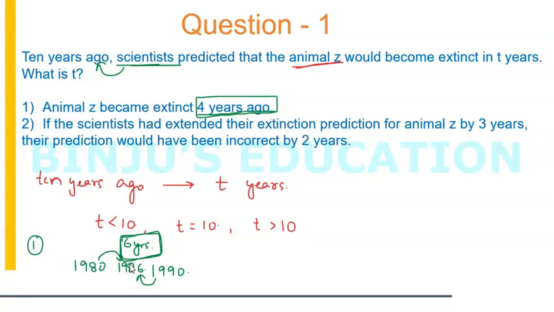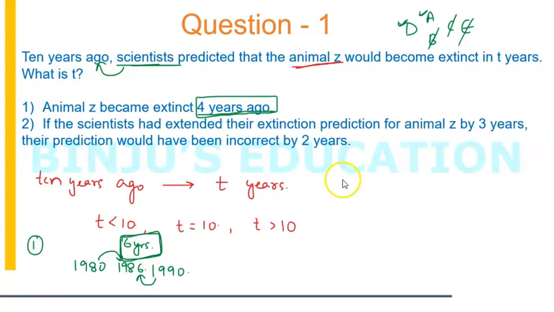So do we have a conclusive answer from statement 1? Yes, we do have a conclusive answer from statement 1 that the value of T is 6. So if we write D, A, B, C, E, either my answer is A, or it will be D if B alone is also sufficient, which means B, C and E are out.